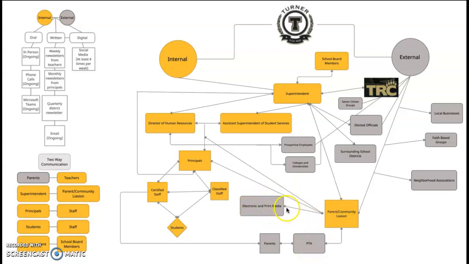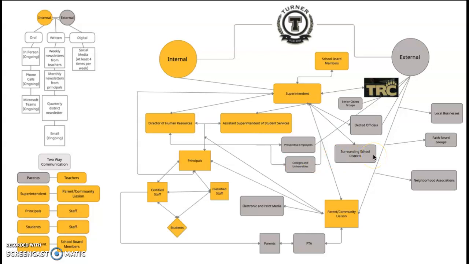She also has her hand in the PTAs that are at the schools, and she does all of our electronic and print media. When you're looking at prospective employees in colleges and universities, I consider them an external public. Although the superintendent follows up with that, their direct contact is typically the director of human resources, and then she communicates with the other internal publics and connects those prospective employees in colleges and universities at their request or when she sees a good fit.